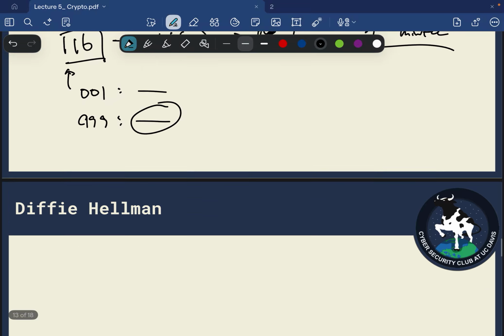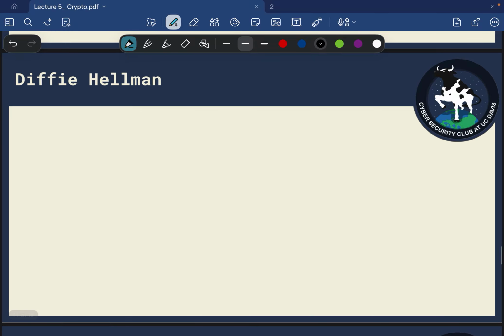Then two people from Stanford, Whitfield and Martin Hellman, came up with a better algorithm to solve this. And this is the Diffie-Hellman algorithm. And I will try to go through this in full because I think it's a very simple algorithm, and I think everyone should know about this.